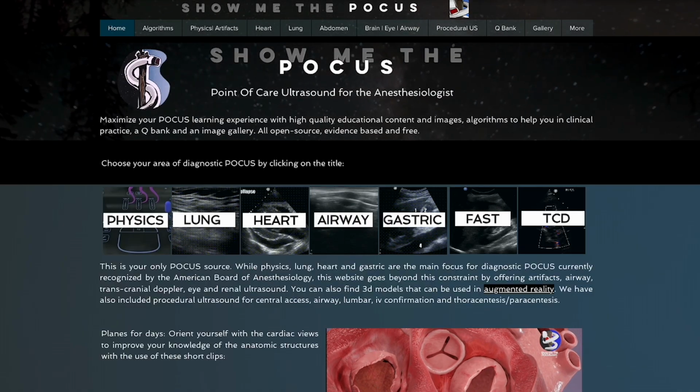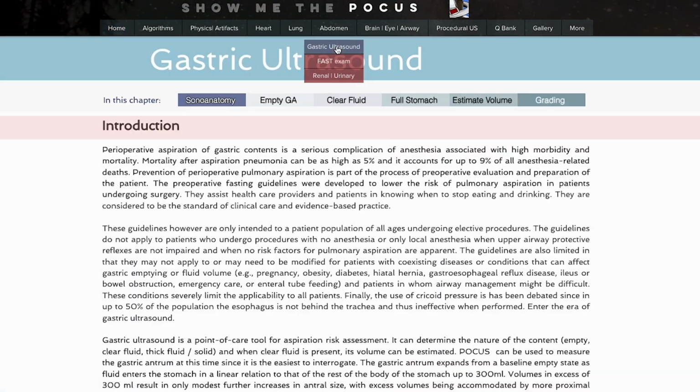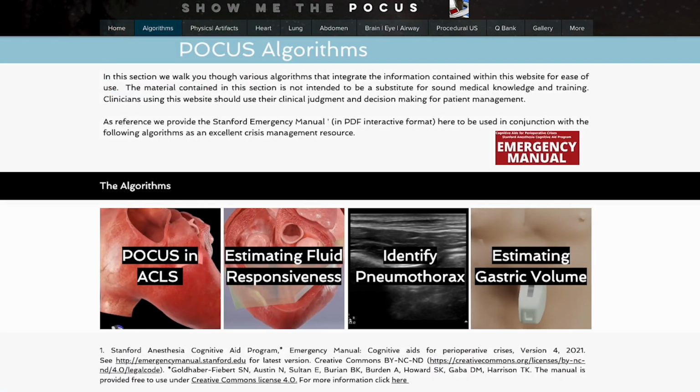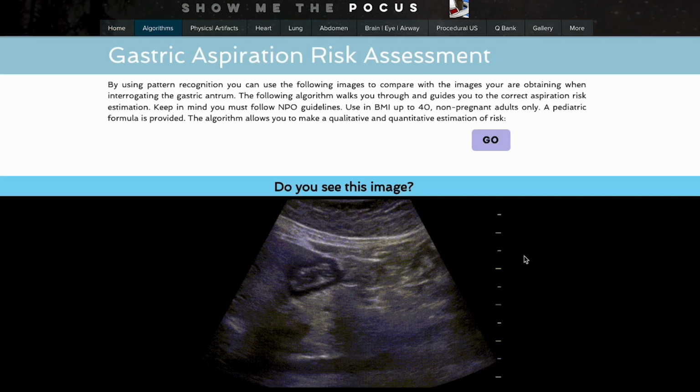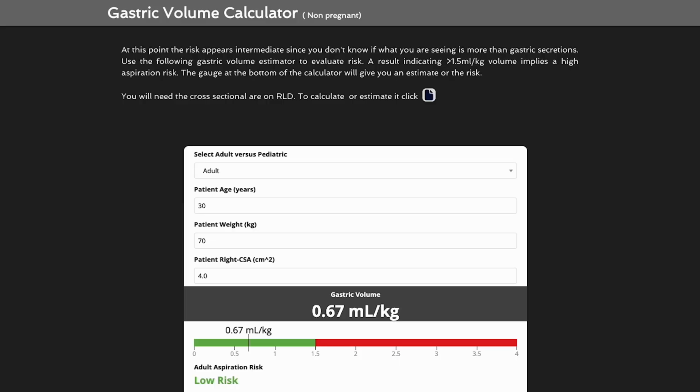ShowMeThePocus.com contains cineclips on gastric ultrasound and can be found by hitting the abdomen tab and then the gastric ultrasound tab. ShowMeThePocus.com also has an algorithm so that you can go step by step if you cannot fully remember what pattern recognition corresponds to what type of gastric content. Plus, it has a built-in calculator that can be used to determine risk when the content is clear fluid, if you want to use quantitative measures to estimate risk. Let's dive in.